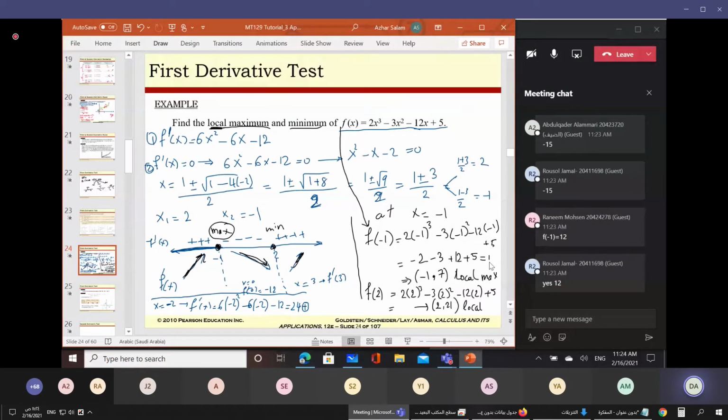I think the value is really 12. This minus 5 plus 5, 0. So it will be plus 12. We will check it later in the next slide.